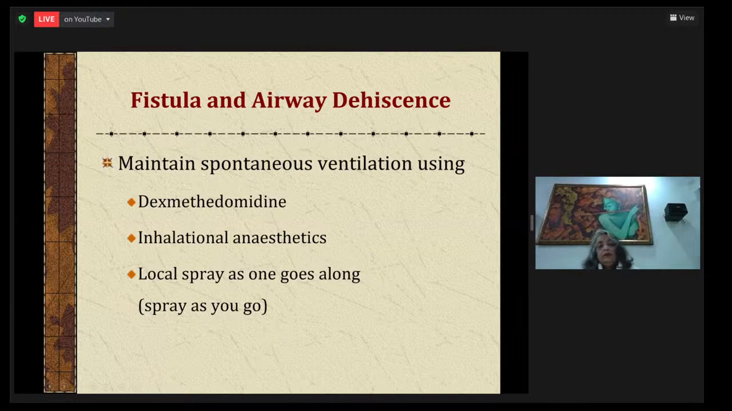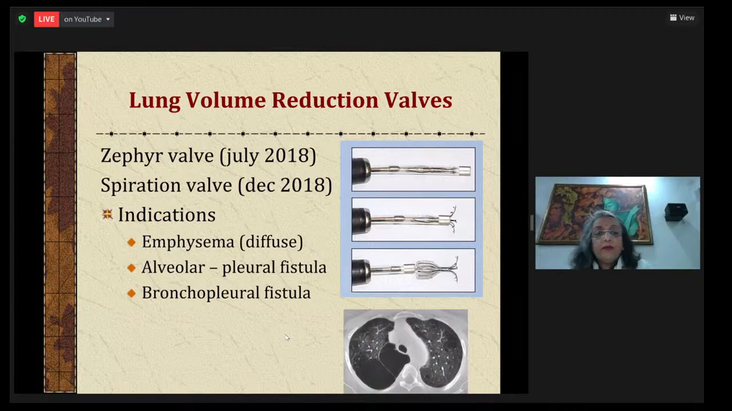The newer devices which are very exciting are lung volume reduction valves. These valves are indicated in emphysema, alveolar pleural fistula, and bronchopleural fistula. These are one-way valves, and they can be placed in the segmental or subsegmental bronchi.